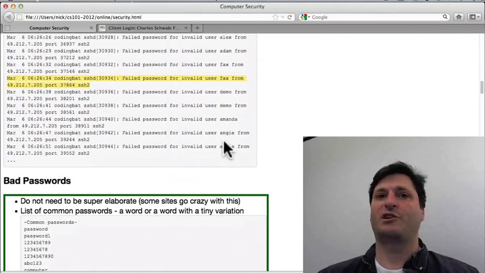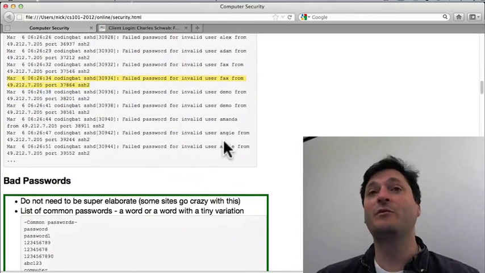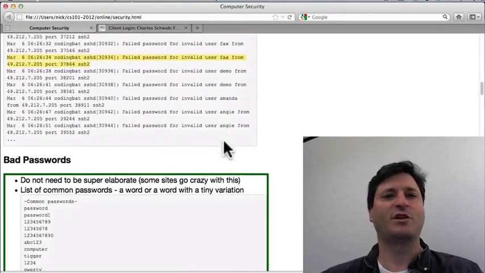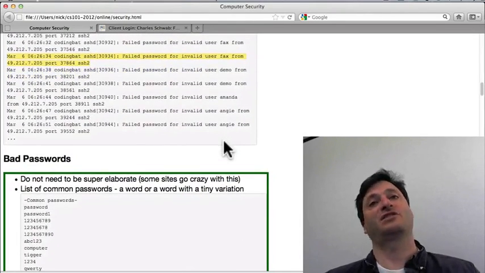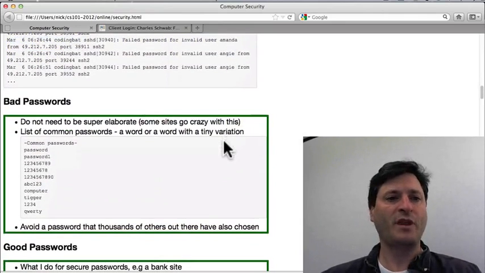So I'll talk about it in a second. If you just have a password that's just a little bit hard to guess, you're totally fine. They're only guessing the most obvious kind of passwords for that sort of attack.